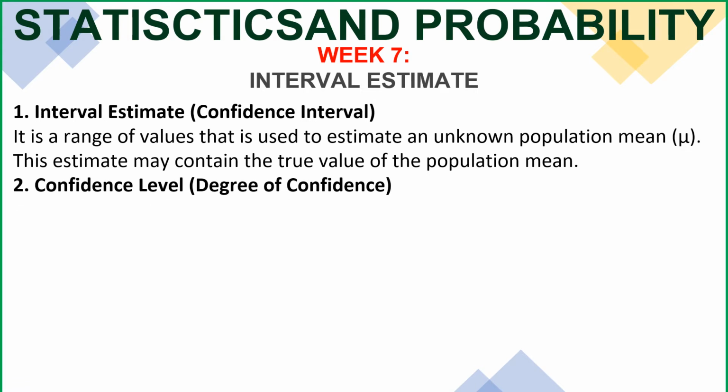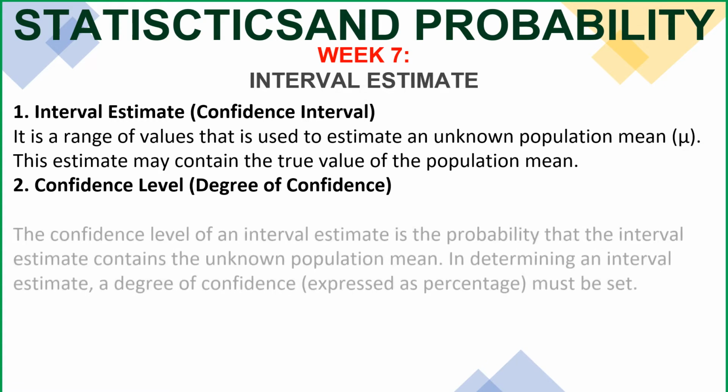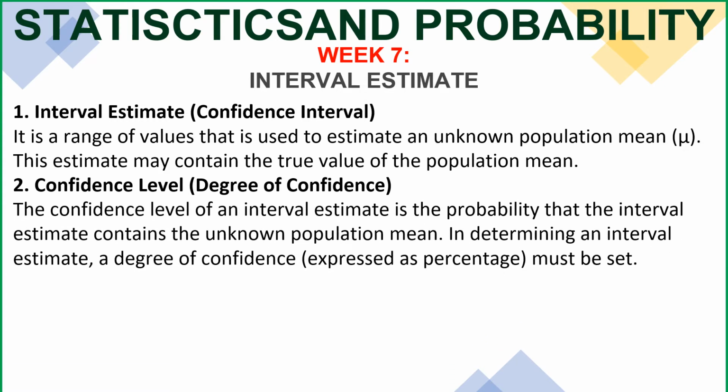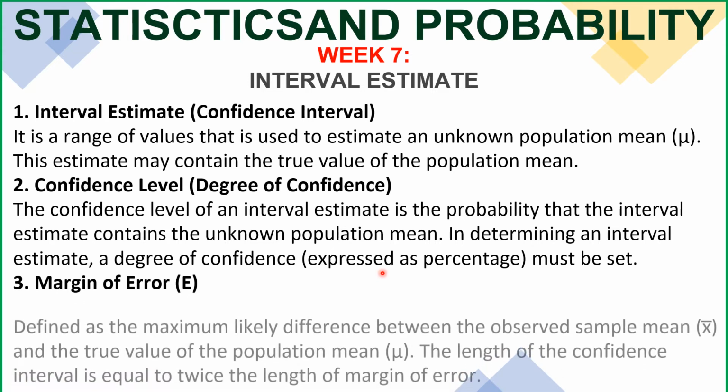Second one is the confidence level or degree of confidence. The confidence level of an interval estimate is the probability that the interval estimate contains the unknown population mean. In determining an interval estimate, a degree of confidence expressed as percentage must be set. So before we get the interval estimate down, we should first get the confidence level or the degree of confidence in percentage.